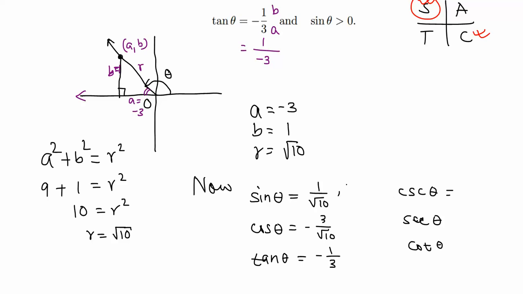Cosecant is just the reciprocal of this, so root 10. Find the reciprocal, flip the fraction, root 10 over 3. Okay, and cotangent is just flip the fraction, negative 3. Final.